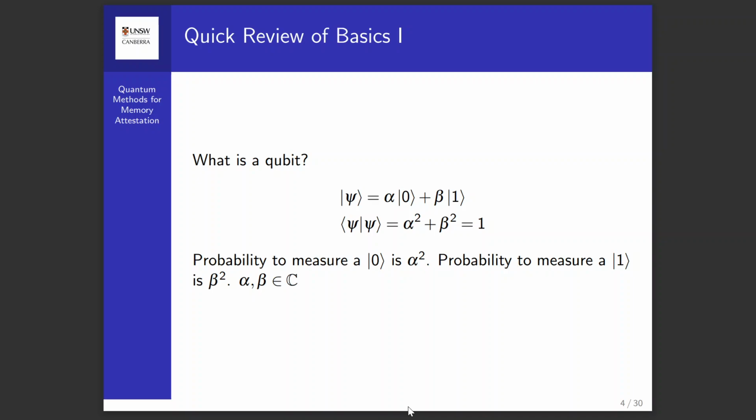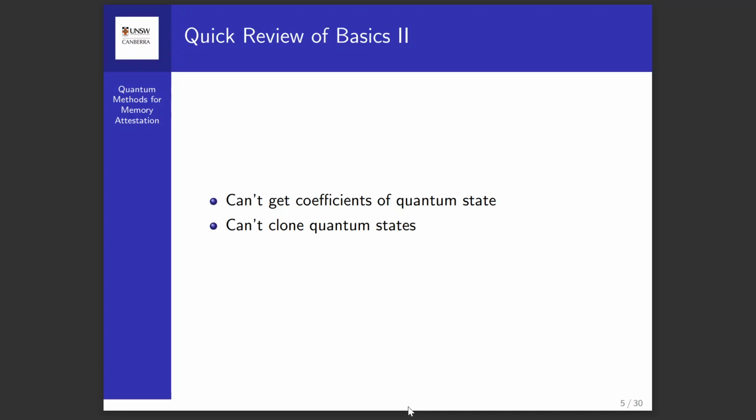So you might think, well, that's no problem. I'll just make tons and tons of copies of this qubit, and I'll measure, and I'll converge to whatever alpha and beta are. Unfortunately, the no cloning theorem states that I can't actually clone an arbitrary quantum state. So these are the two, I would say, most important quantum restrictions for cybersecurity: once you've got a quantum state, you can't get information out of it, and you can't clone that state. So if I give it to you, you can't make tons of copies and give it to someone else.